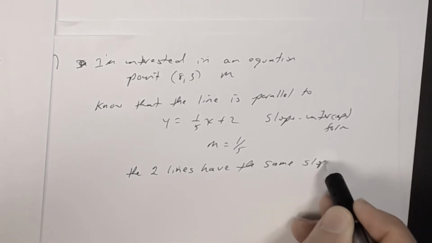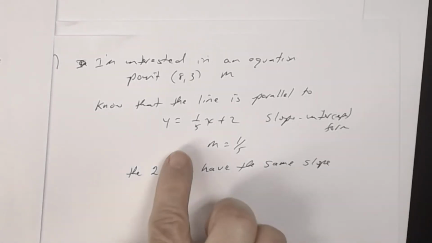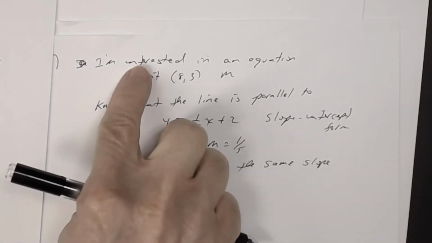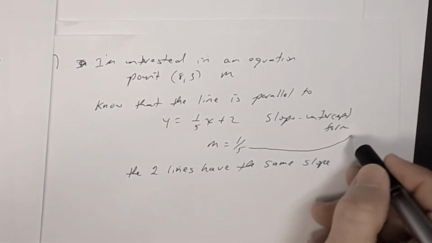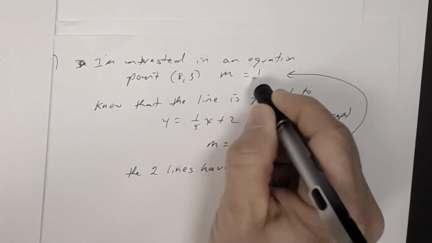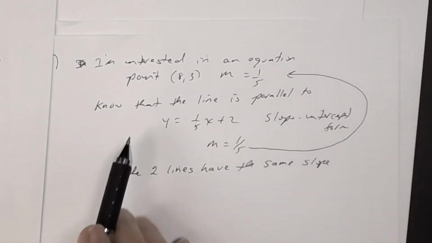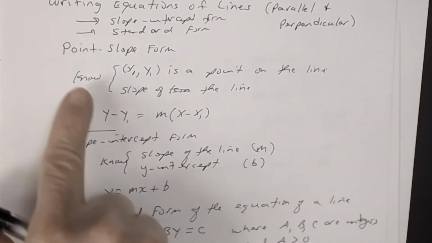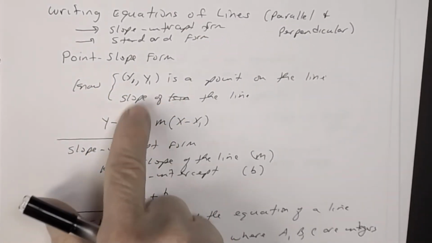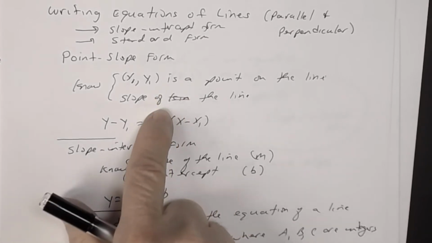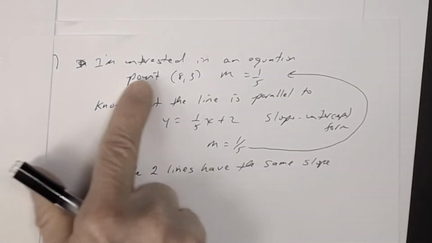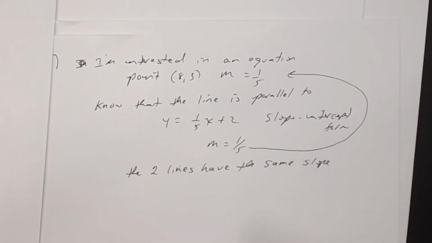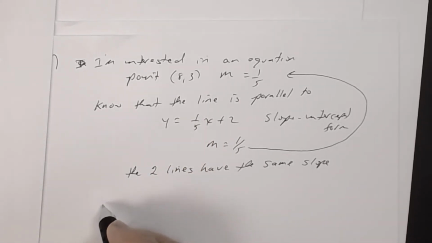So if this line has slope 1/5, then the line I'm interested in also has slope 1/5. And now I know the two pieces of information I need. Remember, in order to use point slope form, you have to know a point on the line and the slope of that line, and I do now. I know a point of that line, and now I know the slope. So now we can use point slope form.